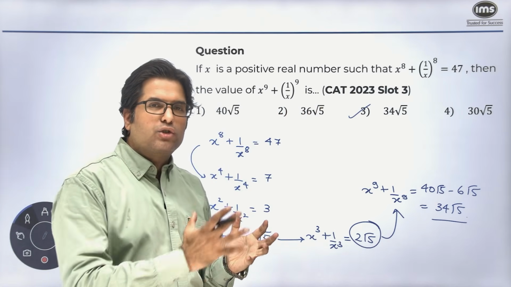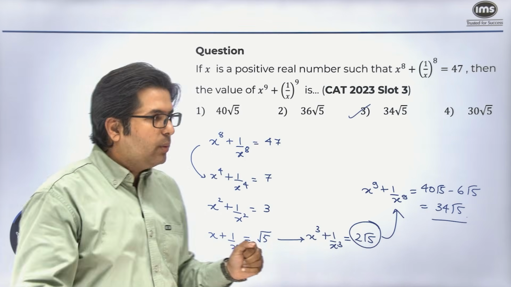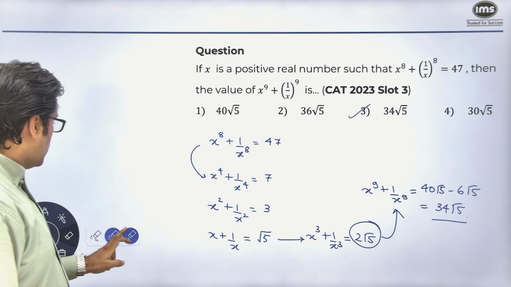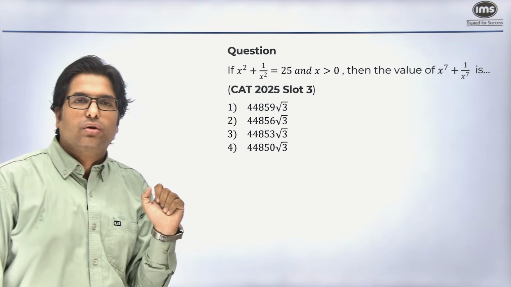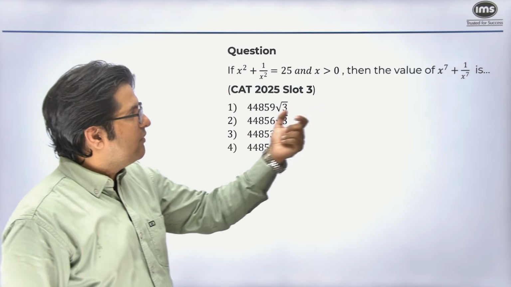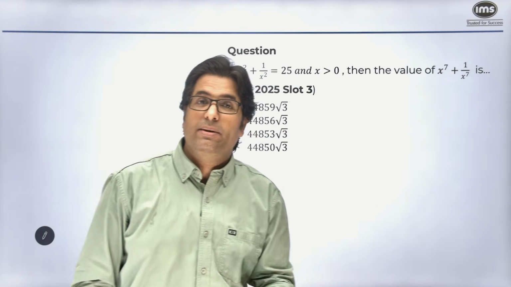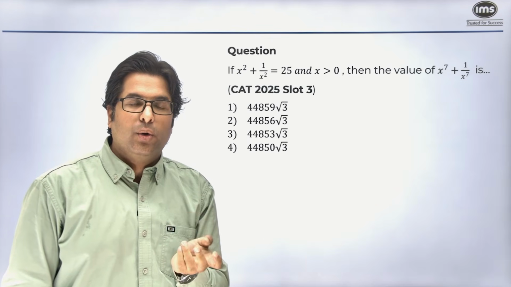Imagine somebody preparing, solving PYQs, developing these approaches, is now appearing in CAT 25, and look what question type he gets. So this is a question type from CAT 25 slot 3, just 2 years later. x square plus 1 by x square is given as 25. You are asked the value of x to the power 7 plus 1 by x to the power 7. Pause the video, try and get the answer on your own.